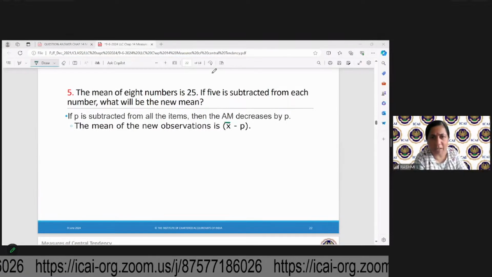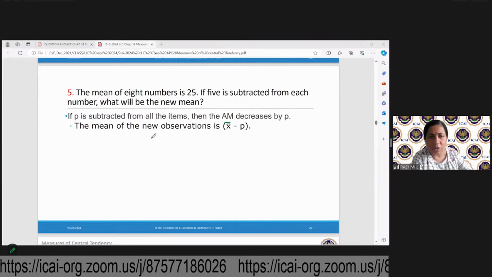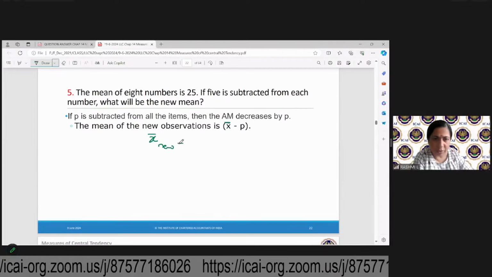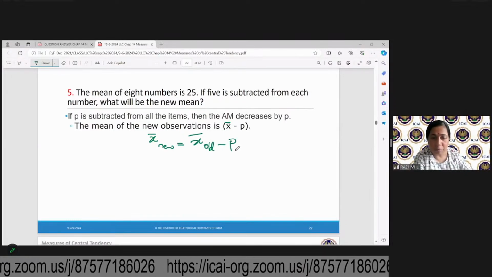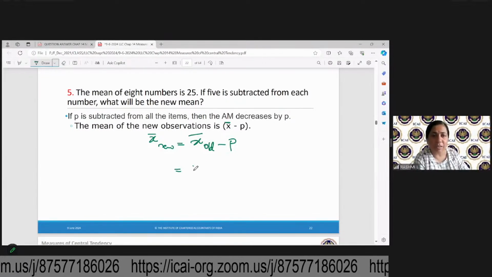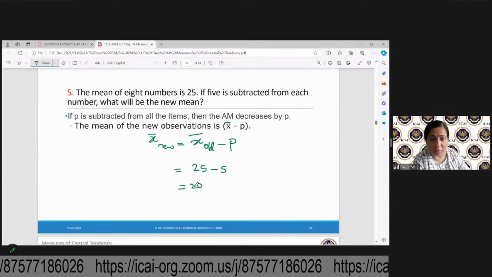You have to directly do x bar minus p, 20 will be the new one. Okay, so x bar new will be equal to x bar old minus p. p is a constant number that we are subtracting or adding. x bar is how much? 25. And what are we doing? We are subtracting 5. So new x bar will be 20.